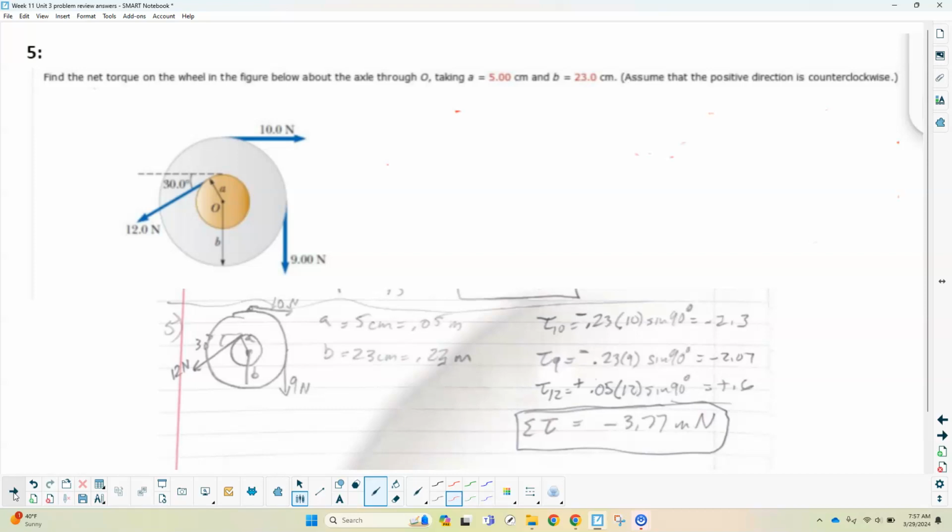So it says that there is a wheel, and I skipped to number 6 on my paper, sorry.